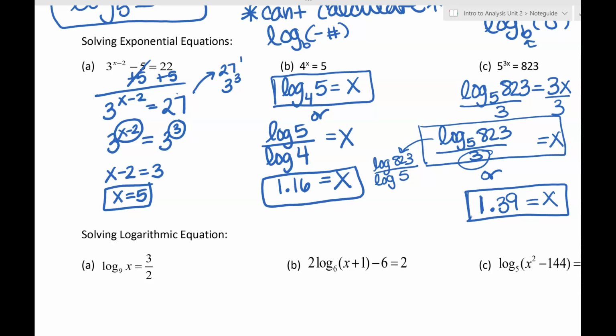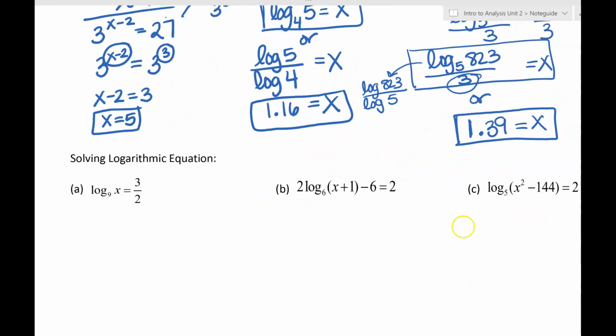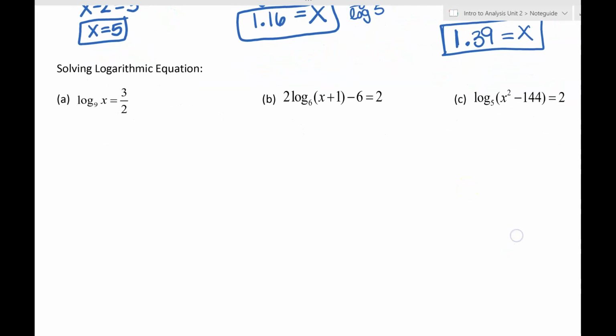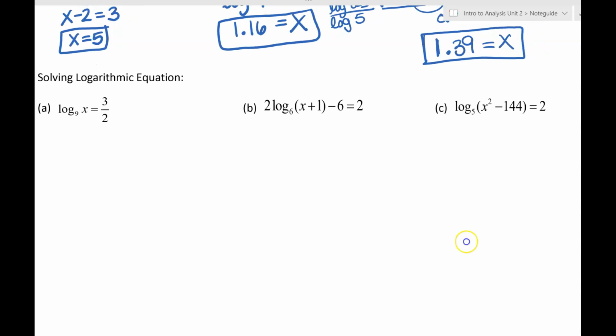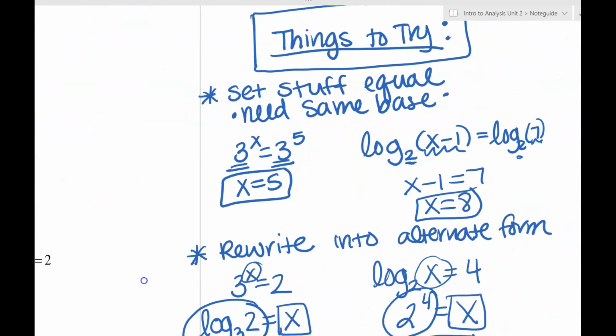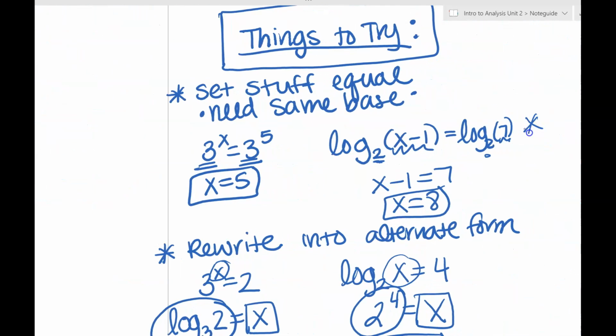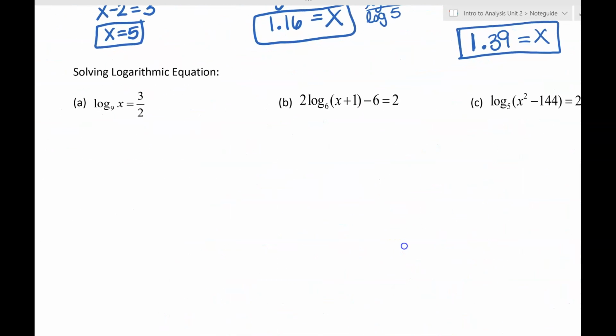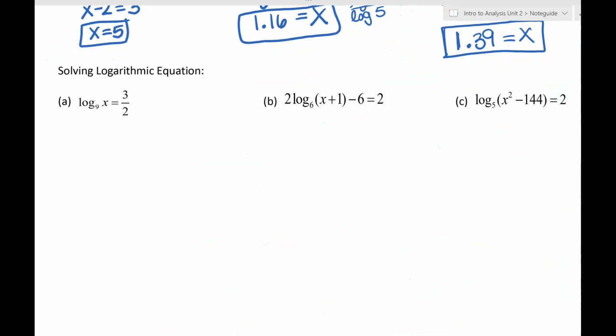So that would be my power there. So that gives us a handle on exponential equations, and then we're going to look at log equations. With our log equations, the same idea, right? Now notice in none of these problems does it have one log set equal to another log, so I'm not going to be able to use this idea where we just set them equal, but you will if you have something like that.